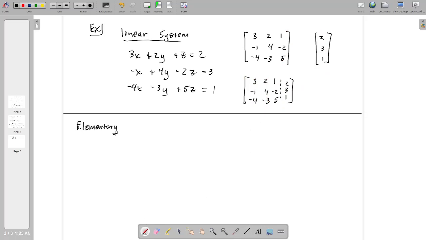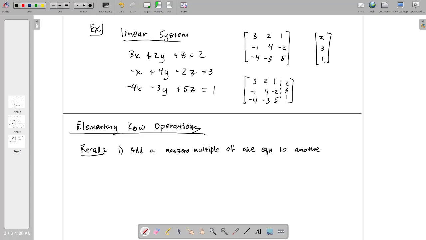Right, the next topic is going to be elementary row operations. Recall, remember when we were looking into linear systems of equations? There were three things that we could do to a system that would not change the solution set, which would mean that it would yield an equivalent system. Those three things were: 1, add a non-zero multiple of one equation to another; 2, multiply an equation by a non-zero constant; and 3, interchange two equations.